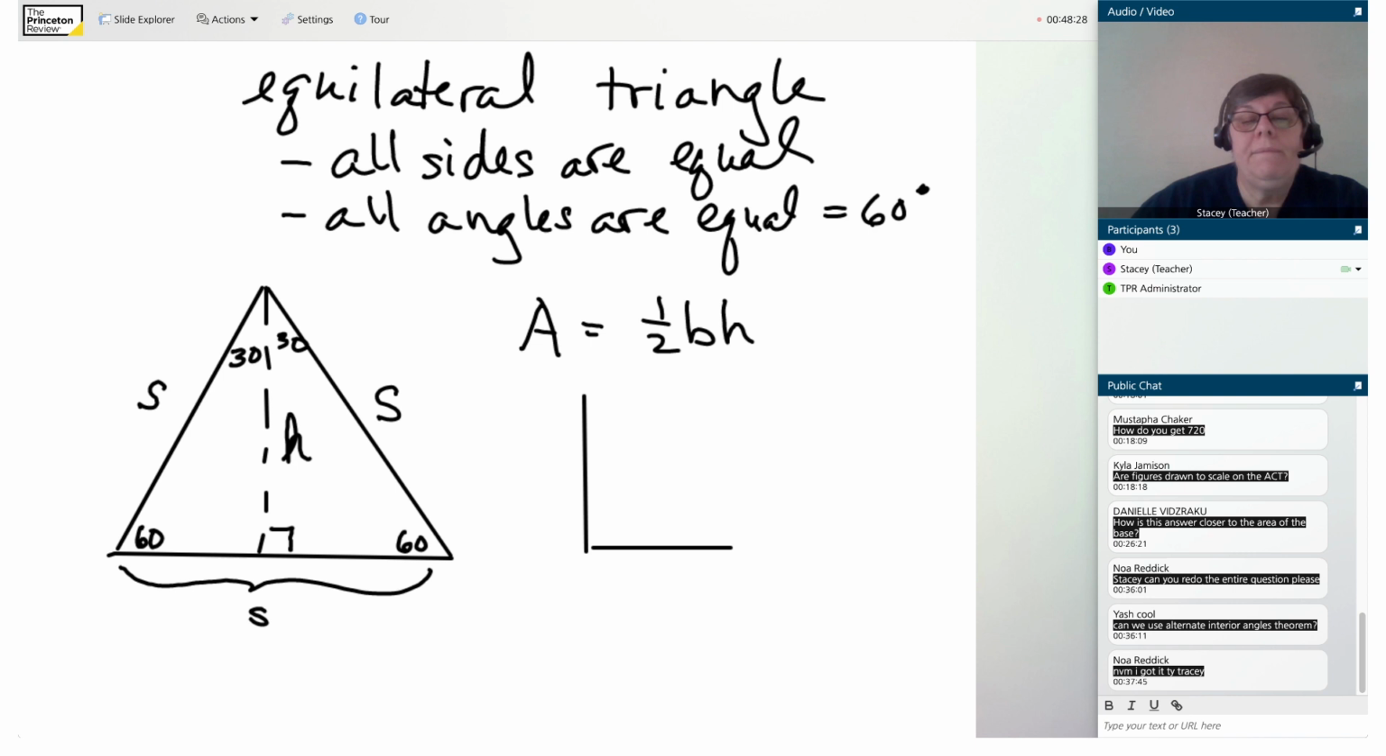Right, so when I have that angle there, if this is 30 and this is 60, the relationship in a 30, 60, 90, the side opposite the 30 is X. The side opposite the 60 is X times radical 3. And the side opposite the 90 is 2X.